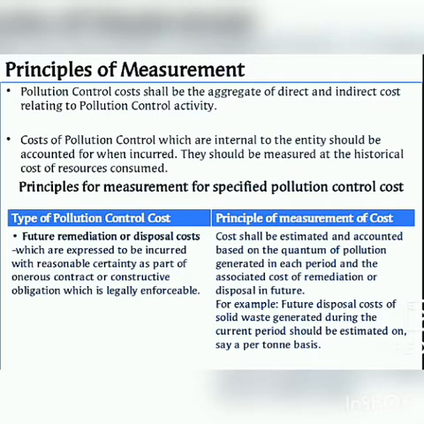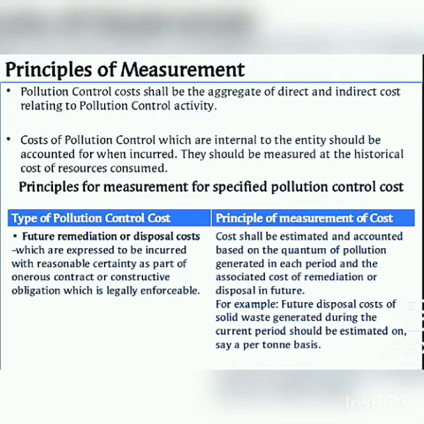Next point is cost of pollution control which are internal to the entity shall be accounted for when incurred. In this point it is stated that whatever cost we incur to control the pollution, this is the internal part of the entity, and it should be accounted for when it is incurred. They should be measured at the historical cost of the resources consumed.